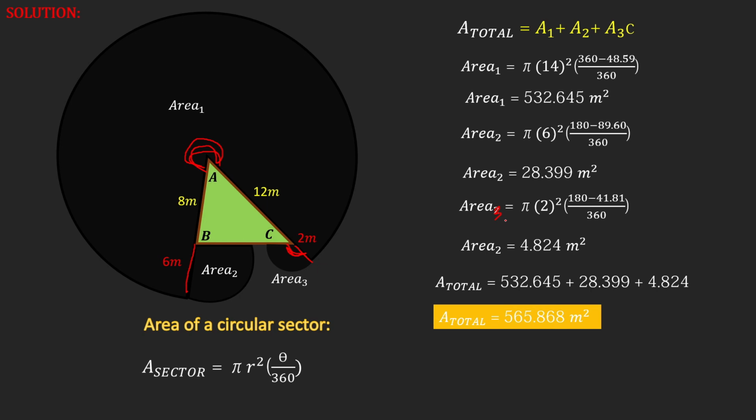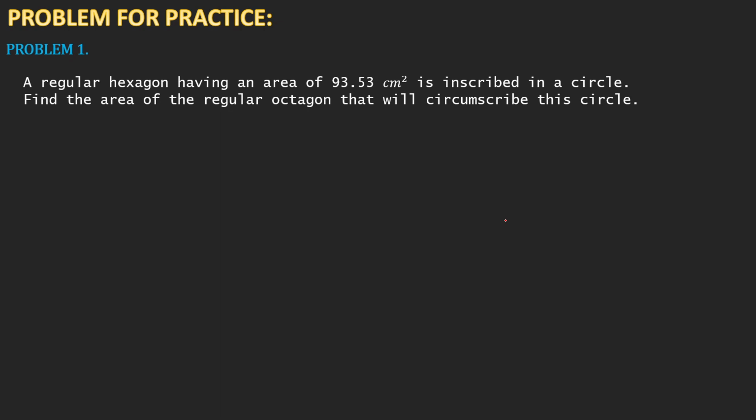Okay? Sana naintindihan. Gusto ko i-try nyo itong problem na to. Problem for practice. A regular hexagon having an area of 93.53 centimeters squared is inscribed in a circle. Find the area of the regular octagon that will circumscribe this circle. Madali lang yan. Meron tayong hexagon sa loob ng isang circle. Then, compute doon natin yung area ng octagon na mag-circumscribe doon sa circle.